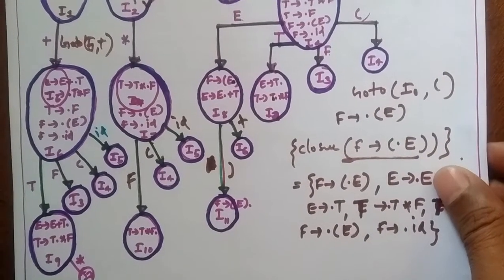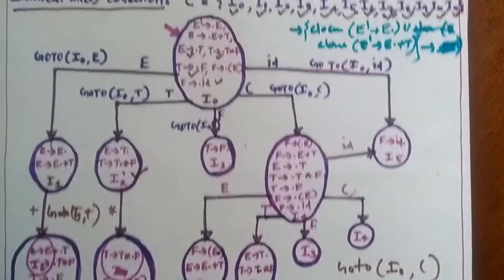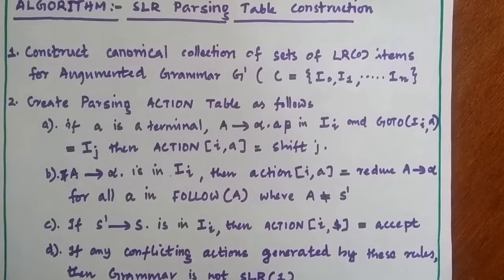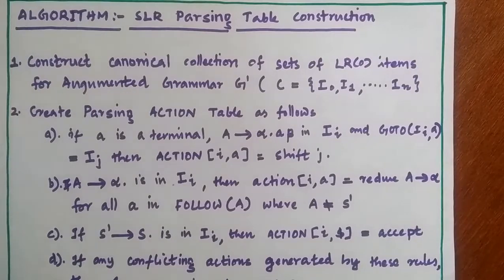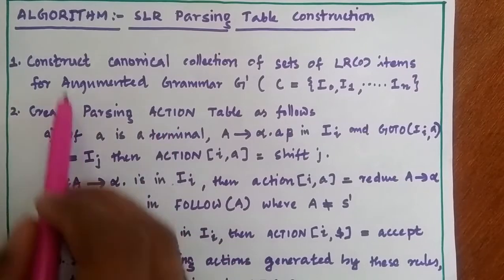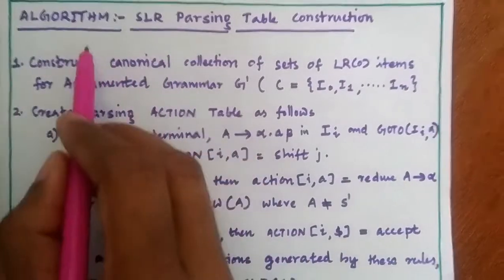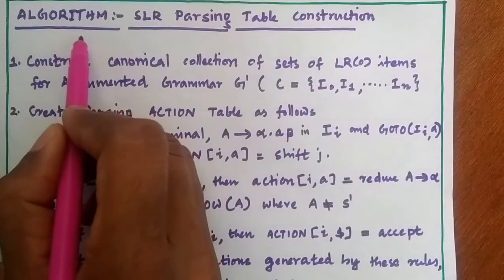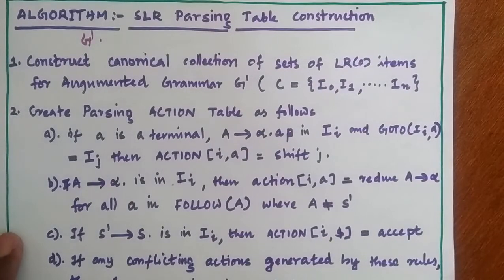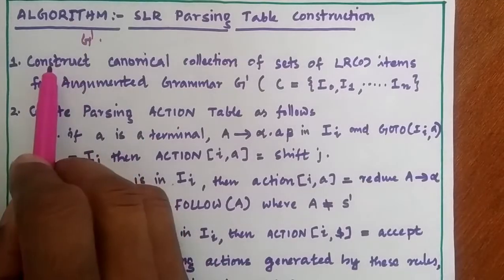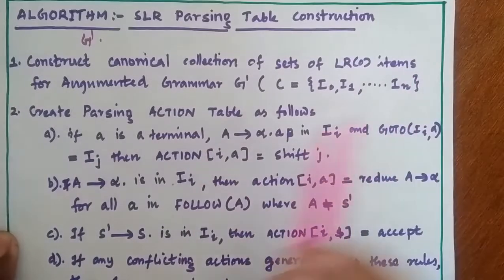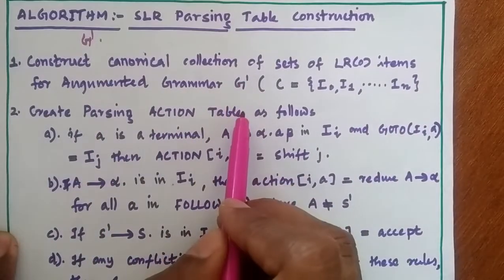So first we will see the algorithm, how we can construct an SLR parsing table. Yes, this is the algorithm for constructing the SLR parsing table. Look here, there are a total of 5 steps. The given grammar we have augmented to G dash, and we know how to construct G dash. The first step is to construct the canonical collection of sets of LR0 items for the augmented grammar G dash.